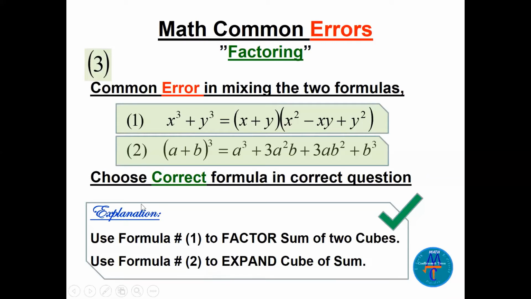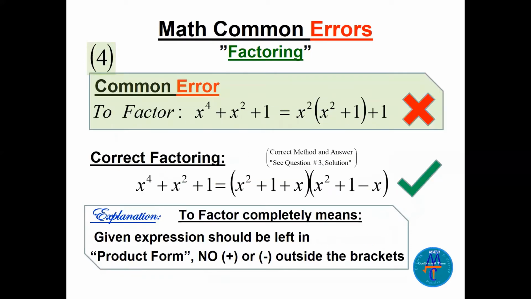Now, question number 2: use formula number 2 to expand the cube of a sum. So these are opposite. If you have, let's say, x minus 7 all cubed, or 2y minus 1 all cubed, or plus 1, you need to expand. See the answer here, 4 terms. Number 2 is not factoring. Number 1 is factoring. Just make sure, please. Don't be confused.